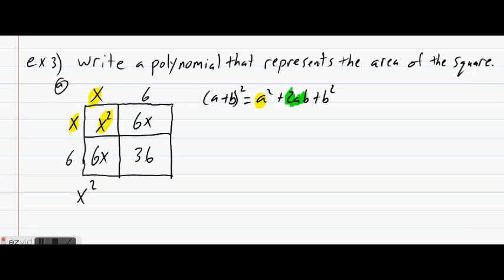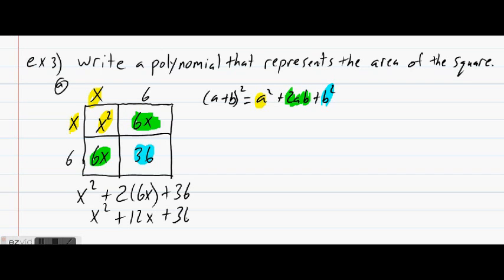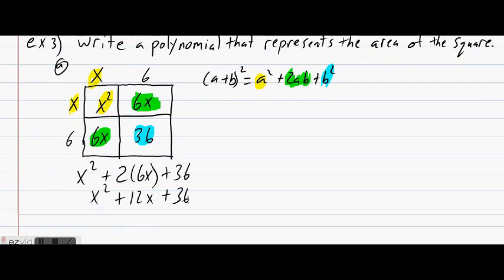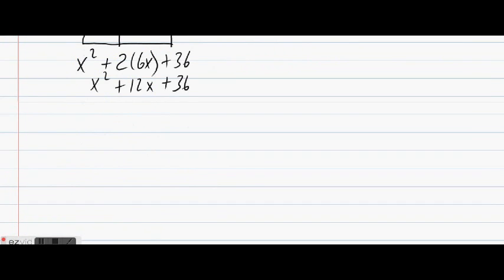Now this 2ab, well, what that's saying is I have 2 of those, so I have plus 2 times a times b, or 2 of those 6x's, and then b squared, that would be the 6 times 6, which gives me 36. So then we have x squared plus 2 times 6 is 12, gives me 12x plus 36. Alright, so again, for you guys that are using that table feature, this is going to be very easy for you.